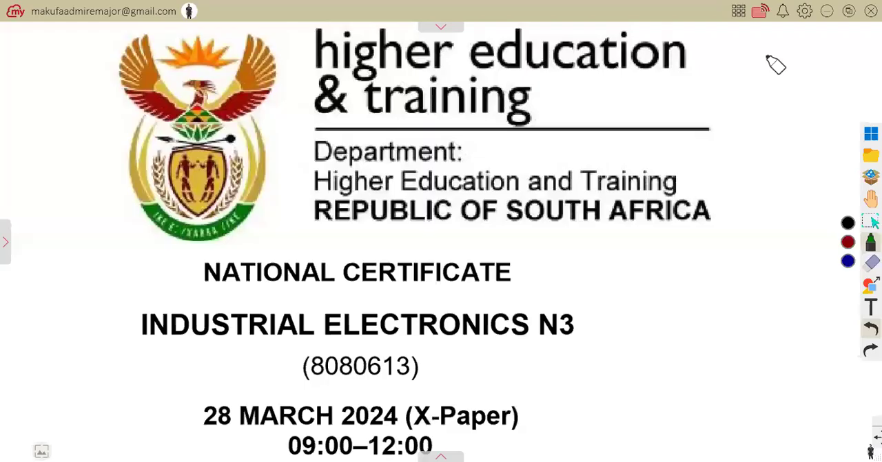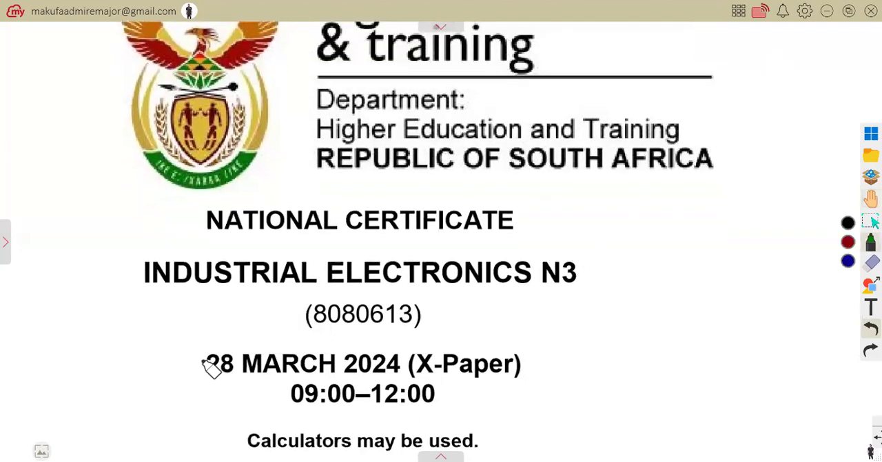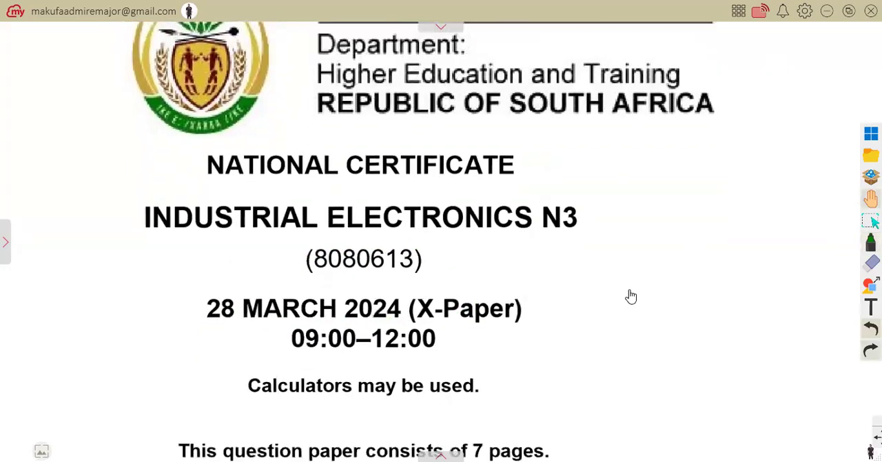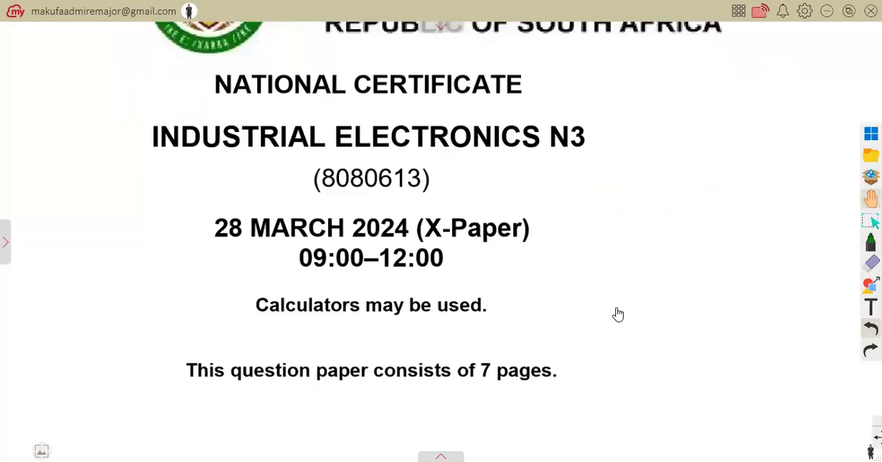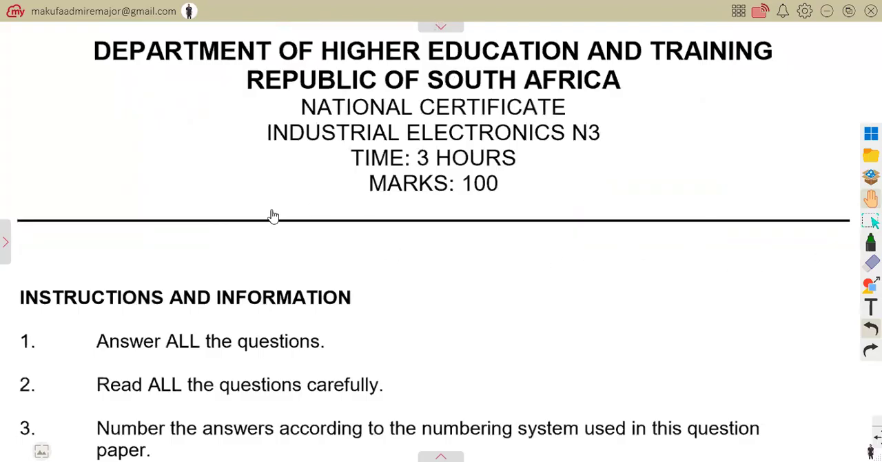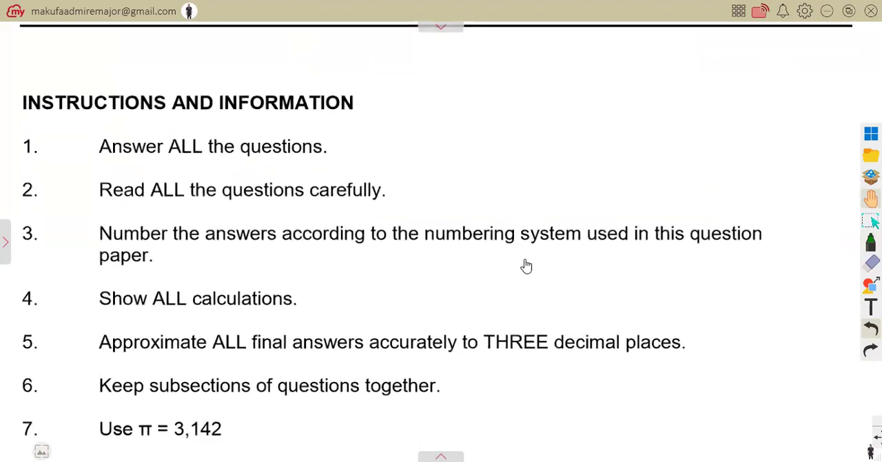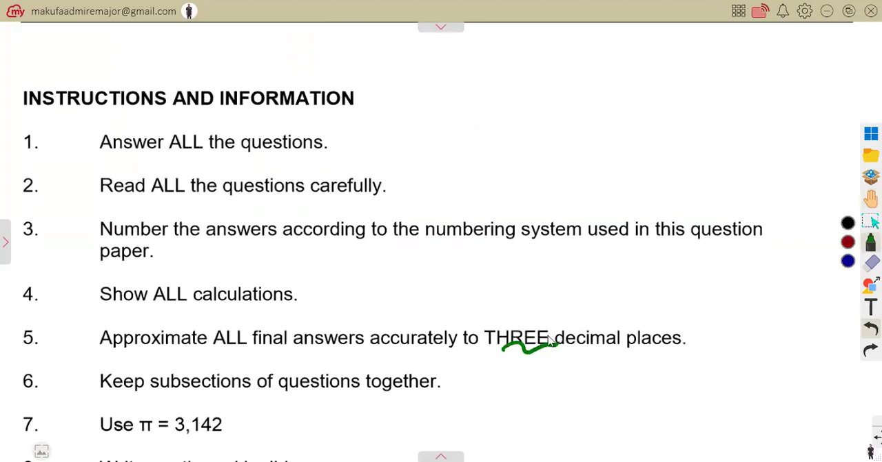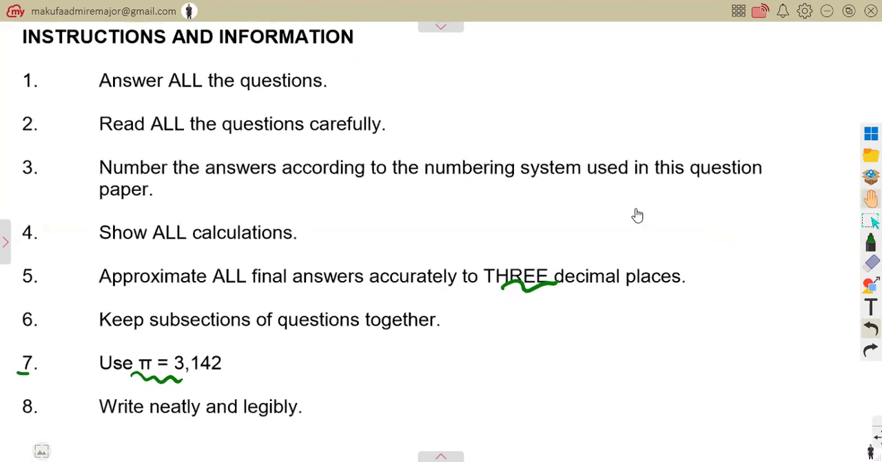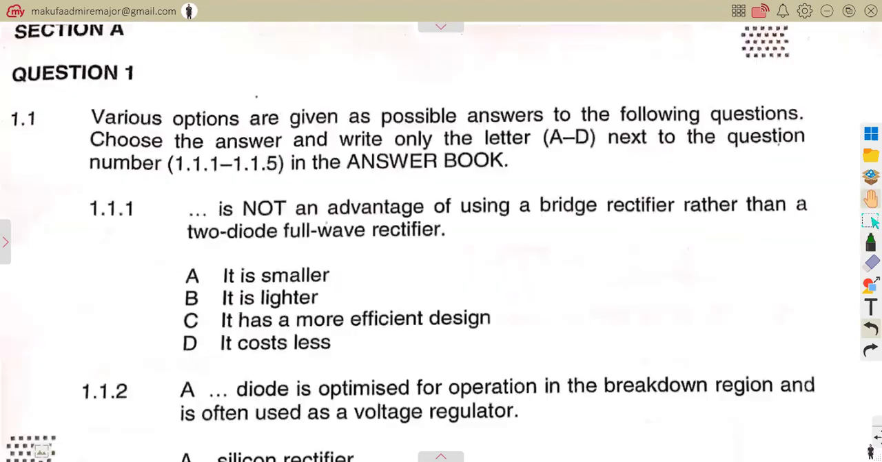All right, guys, we are going to consider our question paper, which we wrote in March, from the April exams that we are given. We are going to quickly rush through our questions and see how you're supposed to attempt these typical questions. Make sure that you go through your instructions: the answers to 3 decimal places, and on question number 7, use pi to be 3.142. That's something that I don't even consider, but it's an instruction you can also take into consideration.